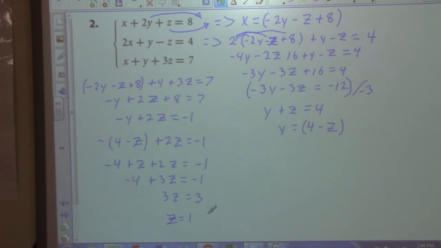Now, are we all done? No, because we have to go back, right? To me, a very simple way to go back would be going to right here. If we take this and substitute in z for 1, we're going to have y equal to 4 minus 1, which equals 3. So y is therefore equal to 3.